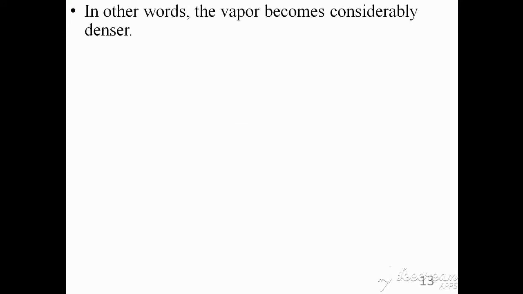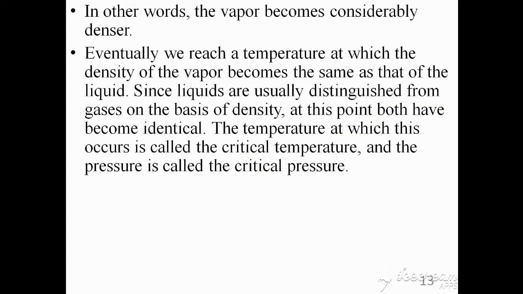In other words, the vapor becomes considerably denser. Eventually, we reach a temperature at which the density of the vapor becomes the same as that of the liquid. Since liquids are usually distinguished from gases on the basis of density, at this point both have become identical. The temperature at which this occurs is called critical temperature, and the pressure is called critical pressure.